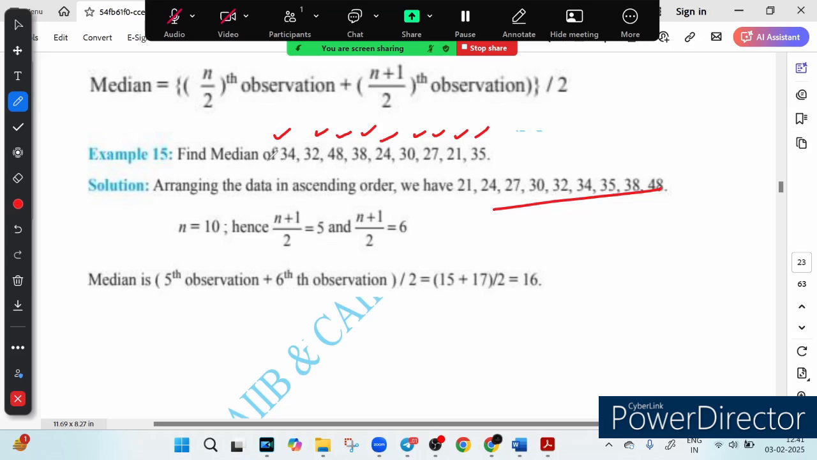Now you count the numbers: 1, 2, 3, 4, 5, 6, 7, 8, 9. 9 are there. 9 is odd. So what do you have to do? (9 plus 1) upon 2th observation, which is 10 upon 2, which is the 5th observation. You have to take the 5th observation. What is the 5th observation here? You can see the 5th observation here is number 32, right?